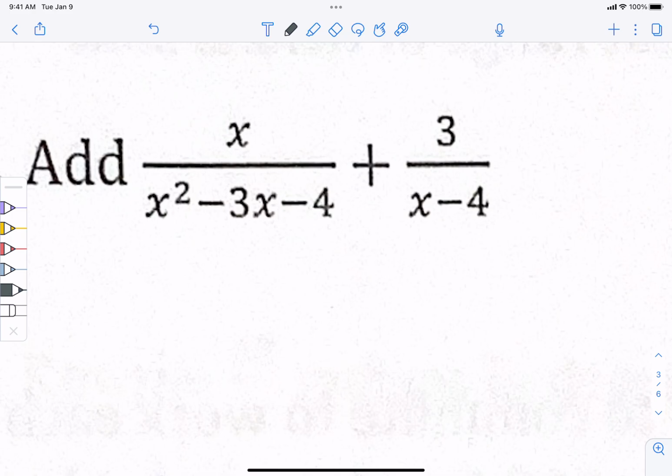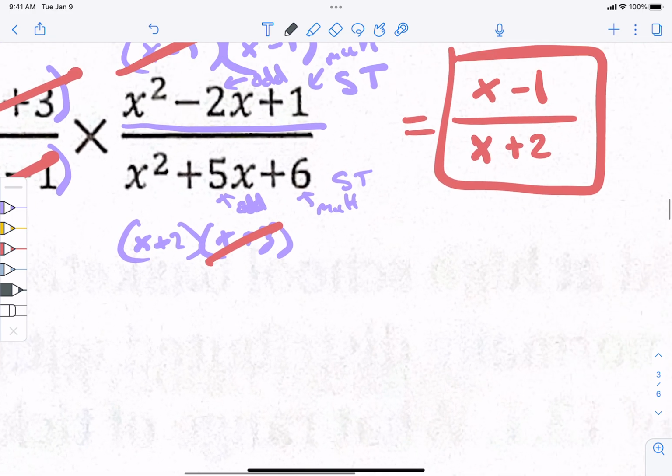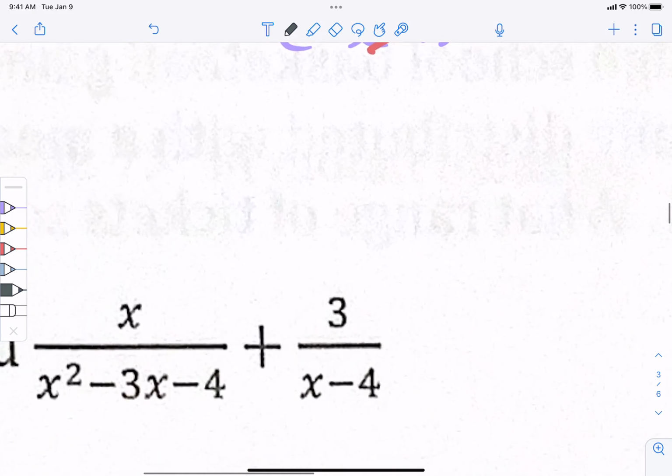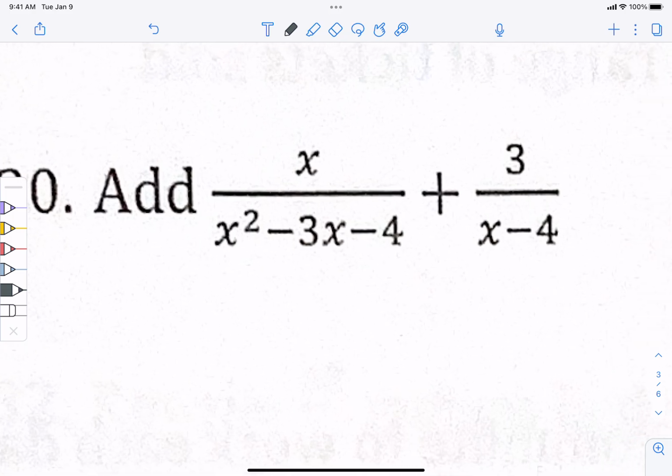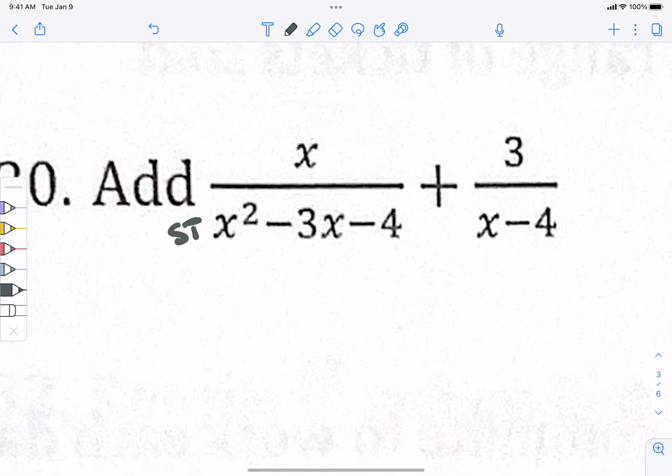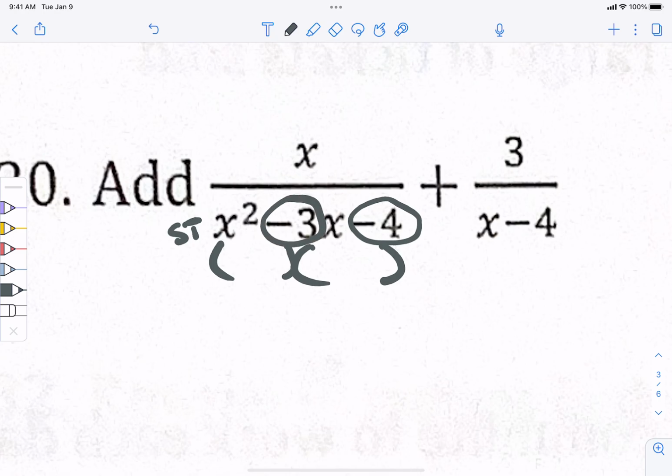What do we have to do when we're adding? That's different. Yeah, we have to find a common denominator. But before we do that, this is a simple trinomial. Let's break him down. What can we multiply to get negative 4, but when I add them, give me negative 3?